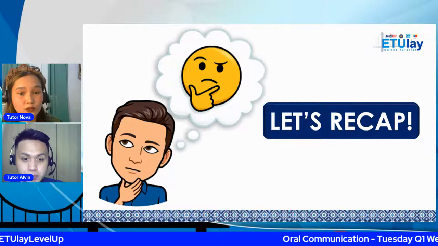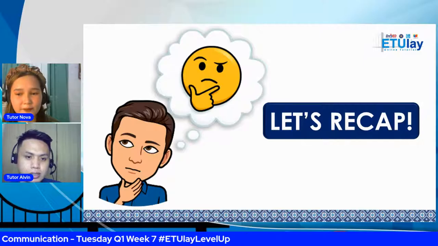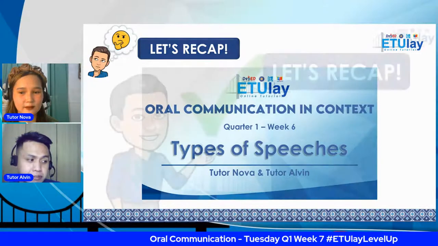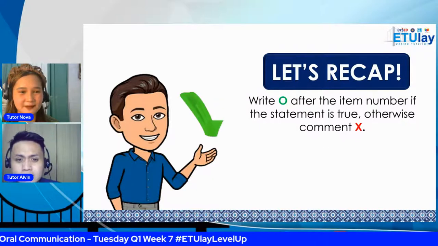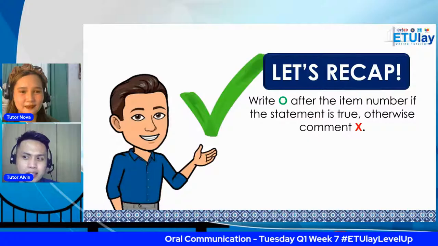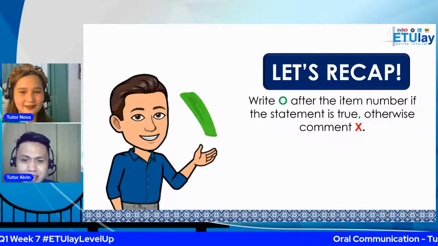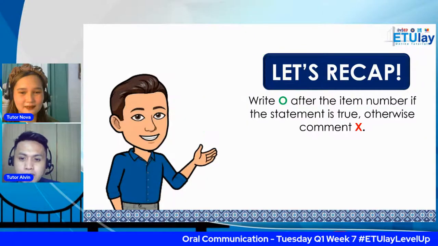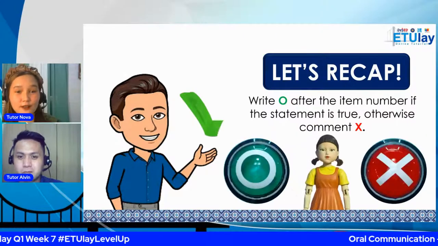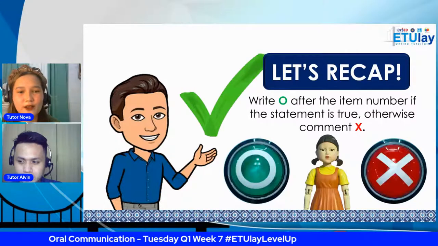Yeah, now, last time, we were also able to do a meaningful lesson with our students. Now, let's do a quick wrap-up or a recap for last week, Sir Alvin. Okay, so last time we talked about the types of speeches according to purpose and according to delivery. That's why we prepared just a simple game for you to review what we have discussed last time. The mechanics are the same as the recap last week. You'll just be commenting O after the item number if the statement is true, otherwise comment X. O for true, X for false. So quite easy to remember. Hopefully they can put their comments on the comment section with the corresponding number too. Okay, right. Let's do it.